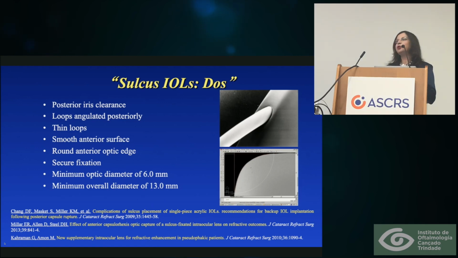So what is appropriate for the sulcus then? First of all, posterior iris clearance, so you have to be away from the posterior surface of the iris. You can have IOLs with loops that are angulated posteriorly.